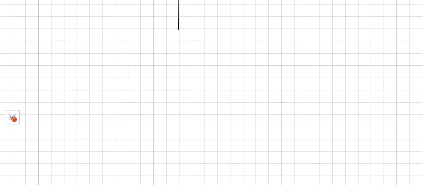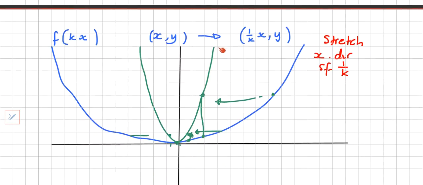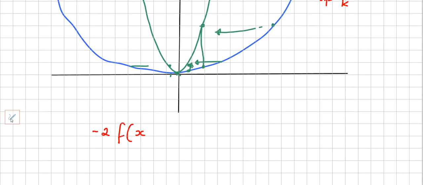Let's have a quick check to see how much you've understood then. So what was that stretch in? What axis? Oh, so this one would be a stretch in the x direction, wouldn't it? The x direction and the scale factor is 1 over k. Yeah. That's right. So we've got stretch, x direction, scale factor 1 over whatever the k is. So if I said to you, we've got minus 2f of x minus 3 plus 2.